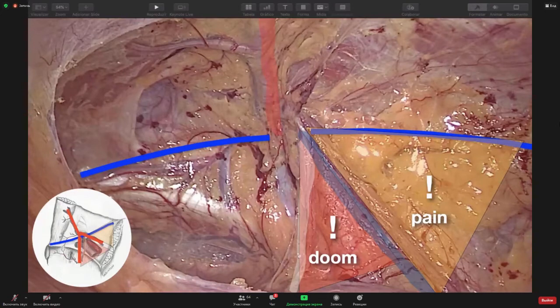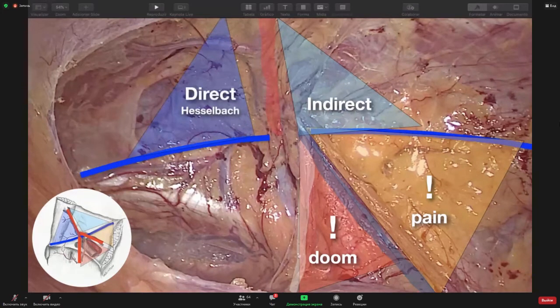This is a very important place. In this place, we can never fix the mesh with any kind of mechanical fixation. Then we have 3 more triangles. Of course, they are didactic triangles. One of these we call the triangle of indirect hernias, in the internal ring, and the descriptive triangle from Hesselbach is the direct hernia triangle.